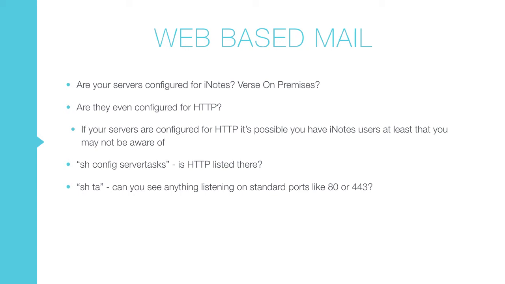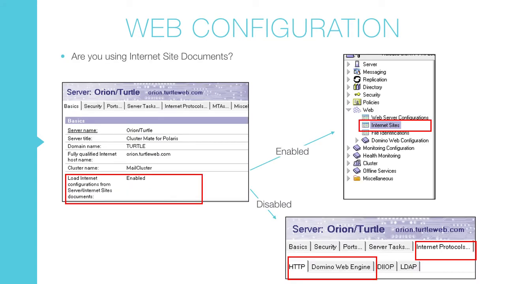To check if you have HTTP running, do show config server tasks. That's a list of the tasks that start every time the server starts. See if HTTP is listed there. Do show tasks or SHTA. Can you see anything listening on standard ports like 80 or 443? That's a very simplistic way of checking if HTTP is running.